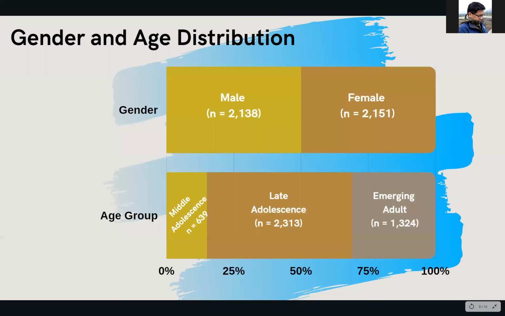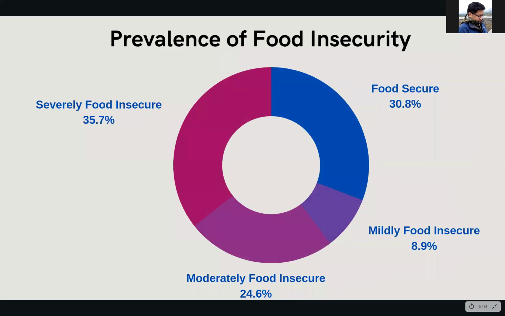There's a 50-50 split with gender, 50% male and 50% female. With the age group, 15% were middle adolescents, those between the ages of 15 and 17, 54% were late adolescents, those between the ages of 18 and 20, and 31% were emerging adults, those between the ages of 21 and 24. In terms of the prevalence of food insecurity, nearly 70% reported food insecurity, including nearly 36% who reported experiencing severe food insecurity.